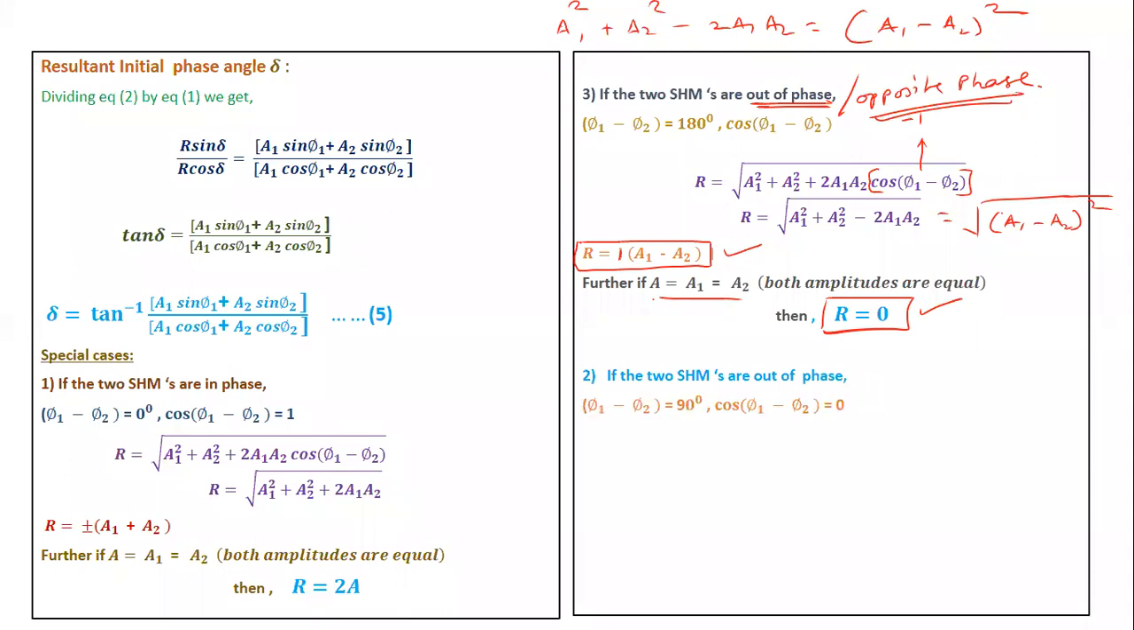Now, if two SHM are perpendicular to each other, here it is not out of phase. If the phase difference between the two SHM is 90, then cos of 90 is 0. After substitution, with 0 multiplied into this term, everything gets cancelled, so in the square root we get a1 square plus a2 square.